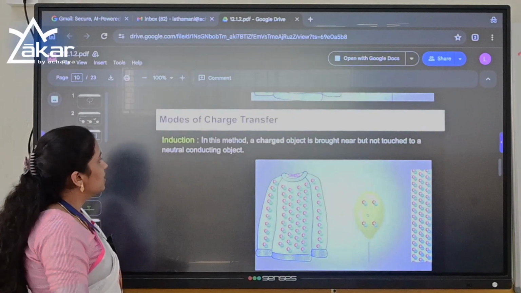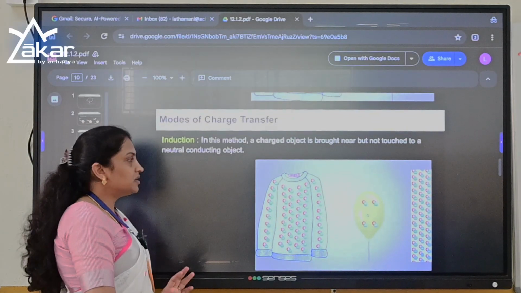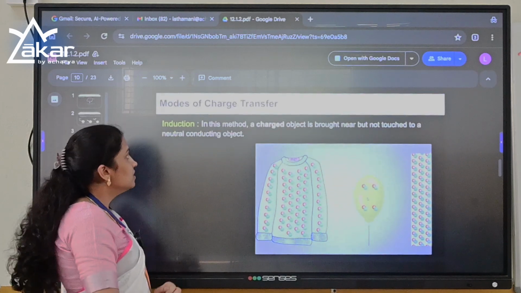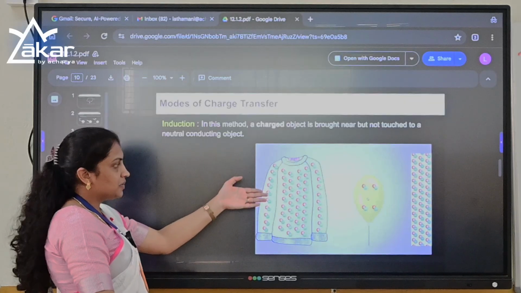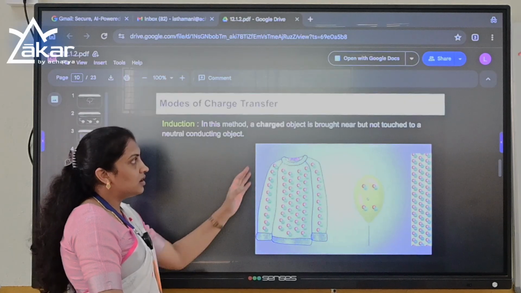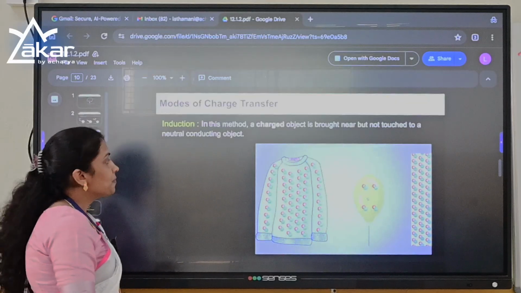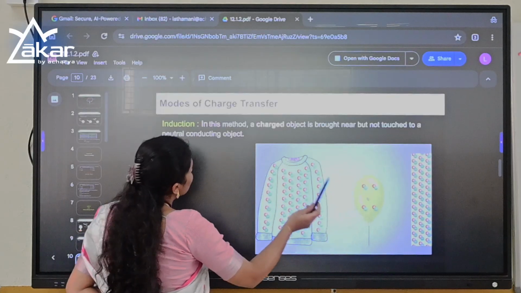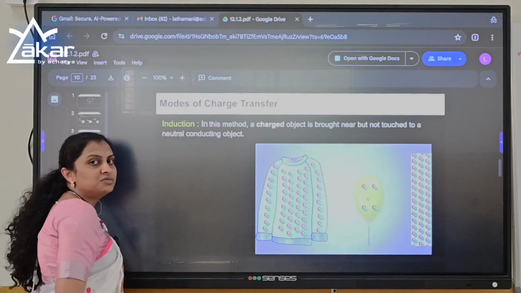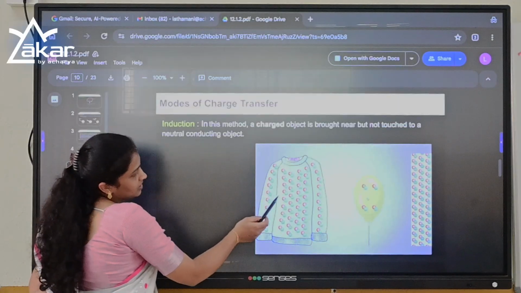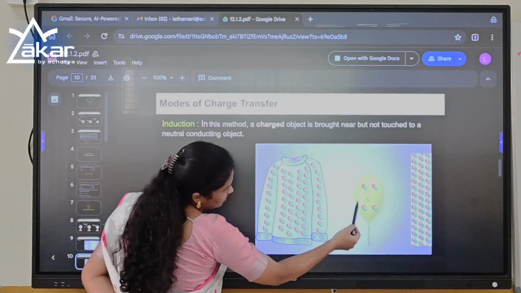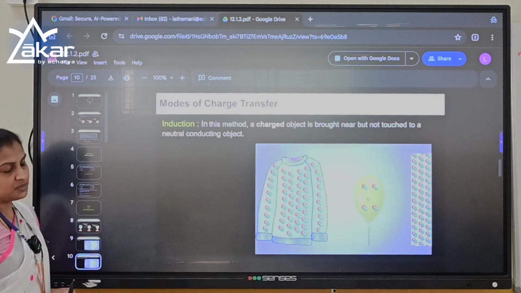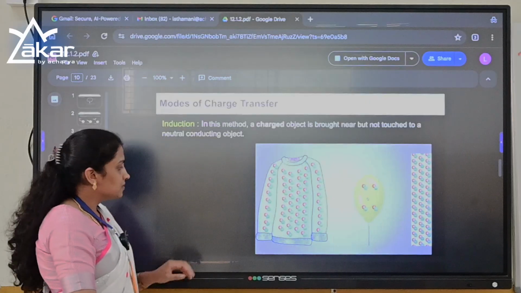Next is charging by induction. So the first two were charging by conduction and charging by friction. The next is charging by induction. In this method, a charged object is brought near but not touched. You can take it near the shirt, not touching, just near the shirt, and the charges can transfer from one object to the other. So this is the last method of charging.